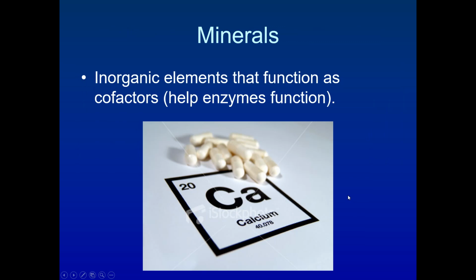Next up, your minerals. These are inorganic, either elements or just atoms, and in most cases it's just going to be atoms, like a calcium atom or ion. Magnesium, phosphorus, there's a whole bunch of them, but they're things you can find on the periodic table. Most of these are going to be helping enzymes function as well, but because they're inorganic, they're called cofactors, not coenzymes.